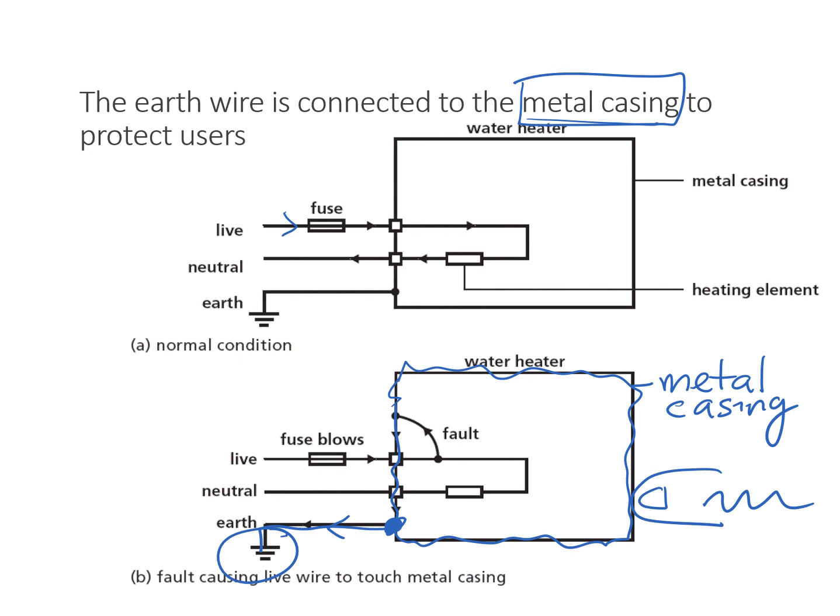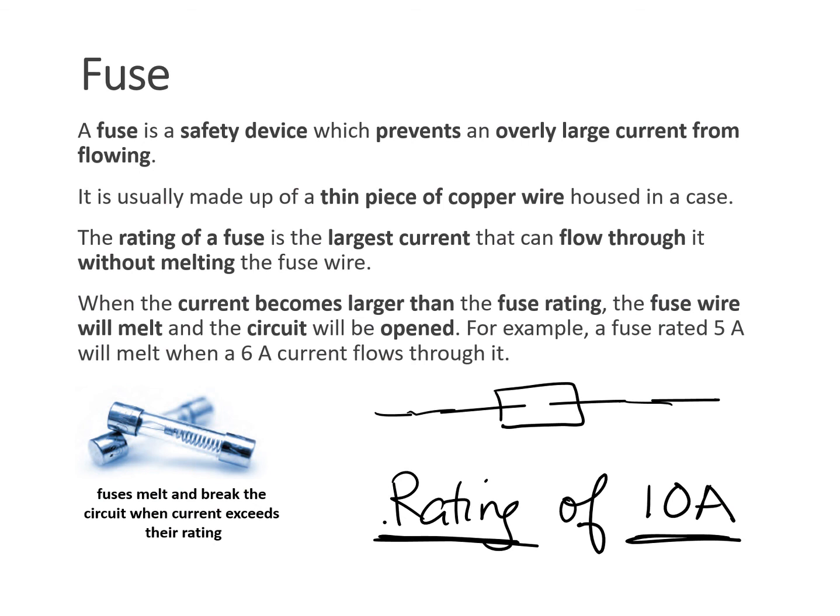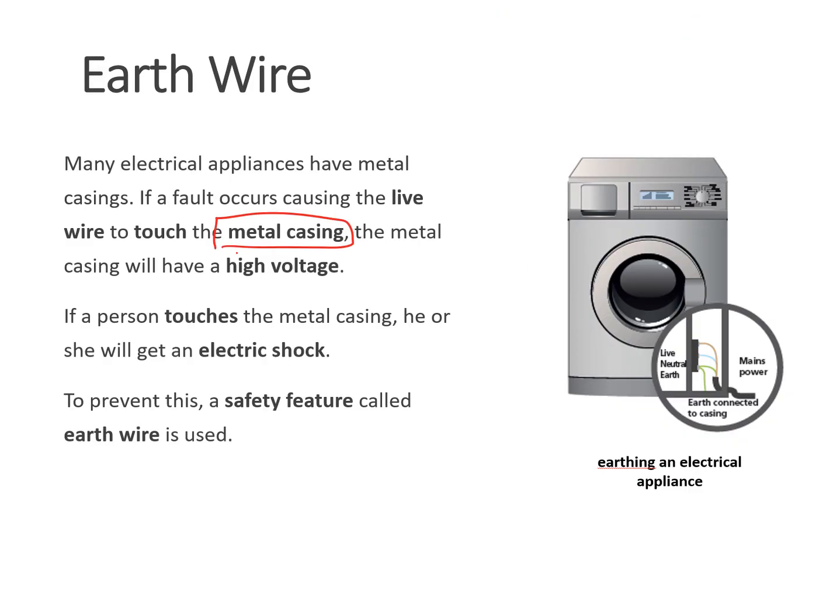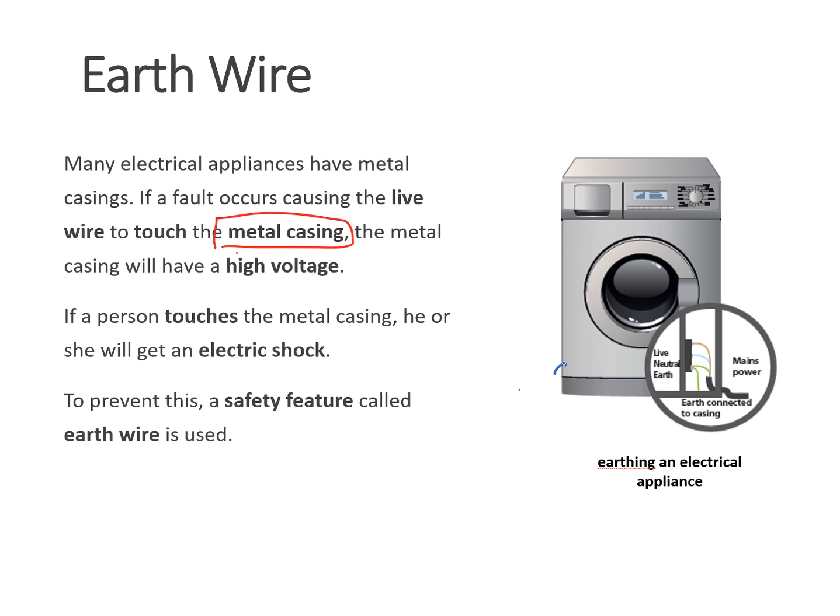So what about the fuse? Well, for the fuse, you will always connect it to the live wire. The fuse is connected to the live wire. There are 3 wires, right? Live, neutral, earth. So the fuse connects to the live wire. Circuit breaker also. Earth wire will be one side. Earth wire, one side is to the metal casing, the other end goes down to the earth.